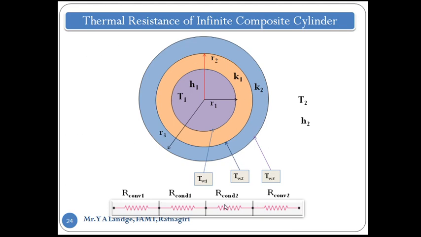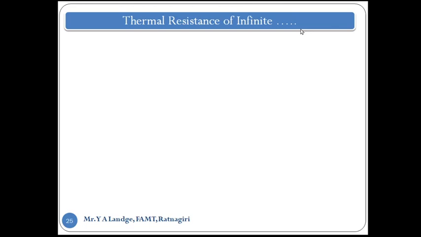Now, on the basis of this diagram and by assumptions, we consider a steady state condition. There is no change in the heat transfer rate with respect to time. K1 and K2 vary, H1 and H2 are different, and the temperatures T1 and T2 do not change with respect to time. The radii are constants, and by these assumptions, we derive the equation for the composite cylinder. Now one by one, again we have to write the equations for it. How? Let's look.